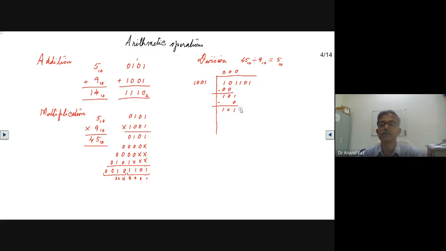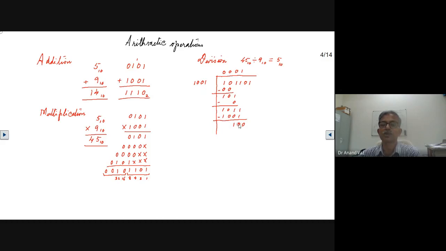You bring down the next digit. But now here it will go once. So when you bring the 1 here, it becomes 1, 0, 0, 1. So 1 into 9 is 9. And then subtract it. So 1 minus 1 is 0. 1 minus 0 is 1. 0 minus 0 is 0. 1 minus 1, I'm not writing this here. Now bring down the next digit, that is 0.